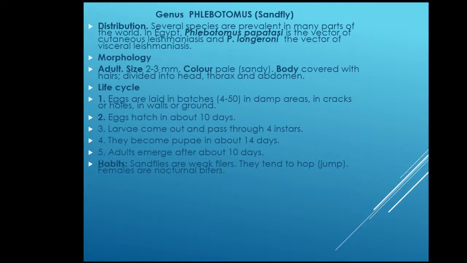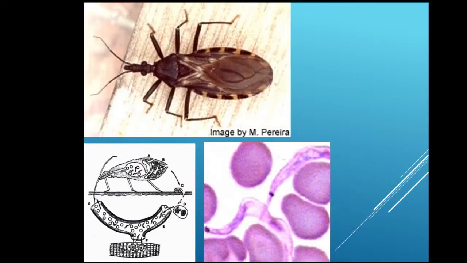For bugs, indirect development with incomplete metamorphosis is characteristic. So the female lays eggs mostly in garbage. From eggs the larva hatches out, the larva molts and transforms into an adult. So it has three stages: egg, larva, and adult.